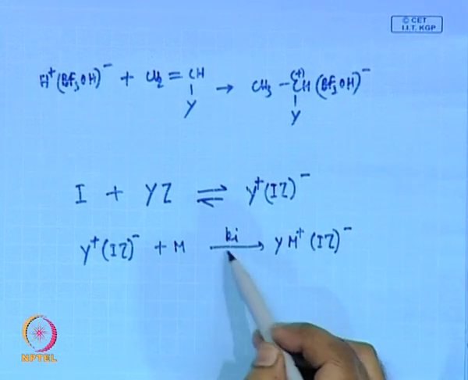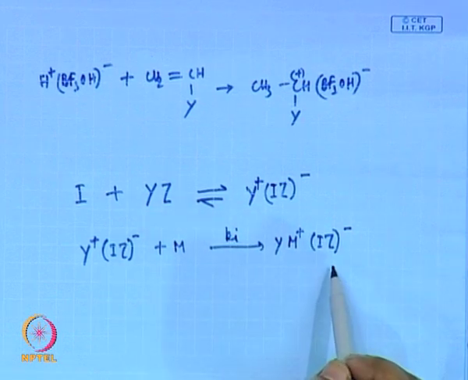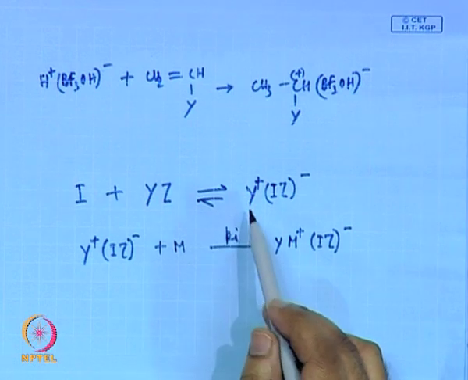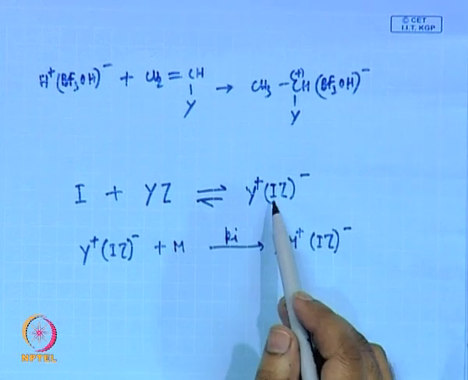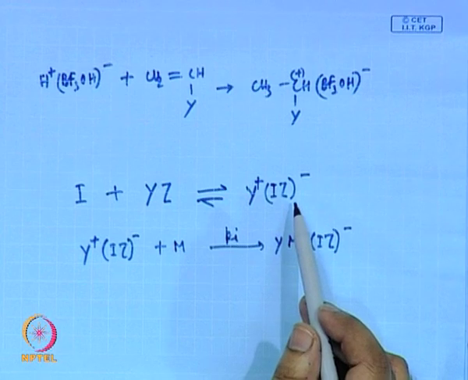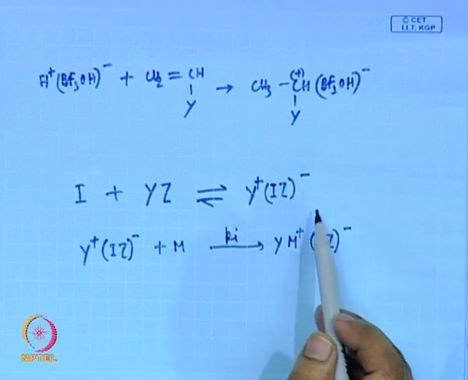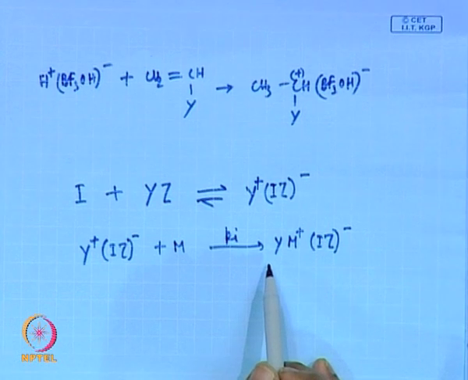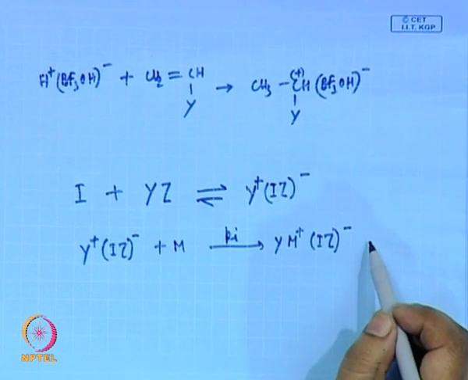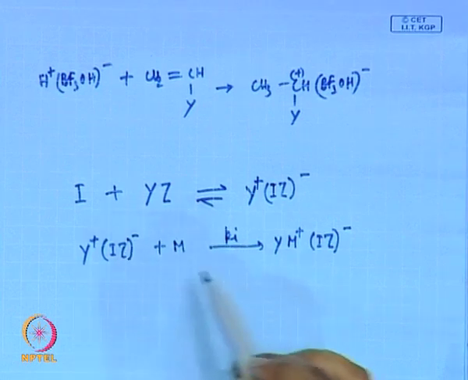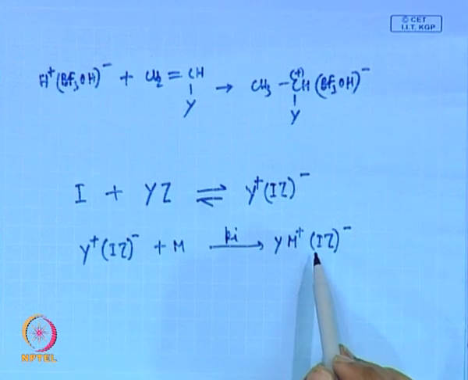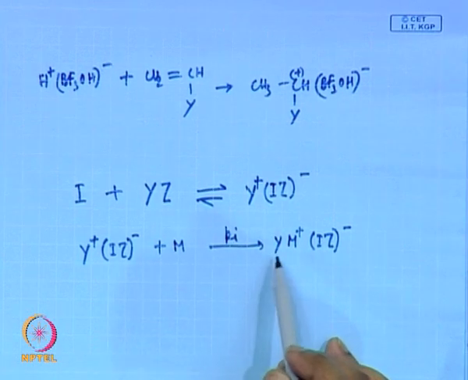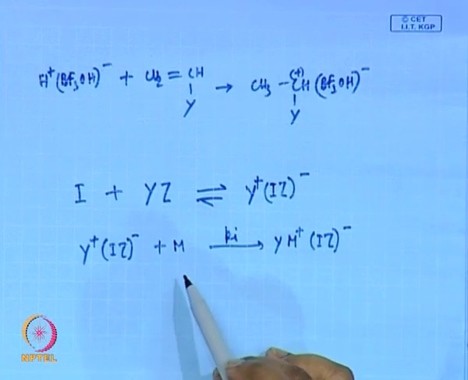Now, we are writing K_i for these reactions because it has been found that, of these two reactions, which together make up the chain initiation reaction, this is the rate determining step. So we will consider this reaction while determining the kinetics of this chain polymerization.